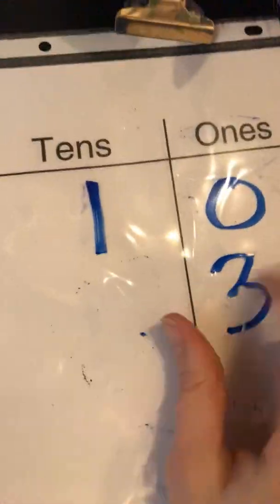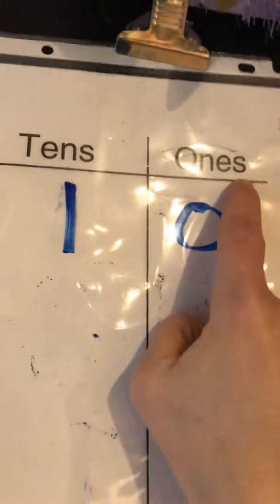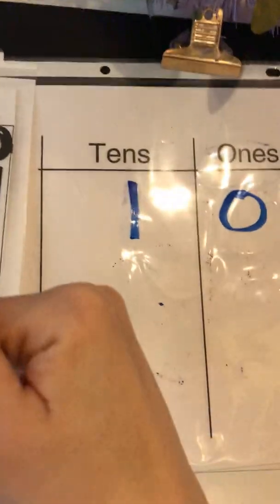Just like when the music stops, somebody won't get a chair. Somebody has to move out. So if I have 10 straws, only the digit that is in the ones column can stay. So let's look at the number 10. Here's the number 10. I'll erase this number. In the number 10, only the 0 is in the ones column. The 1 has to be carried over.